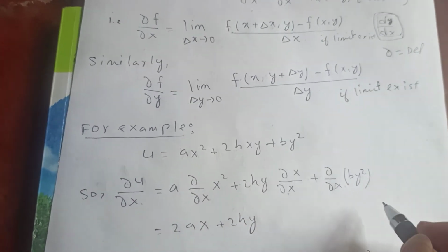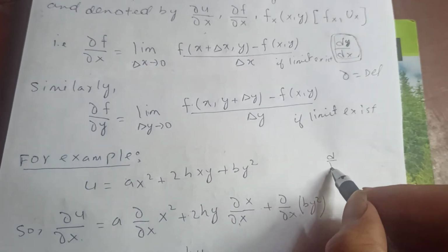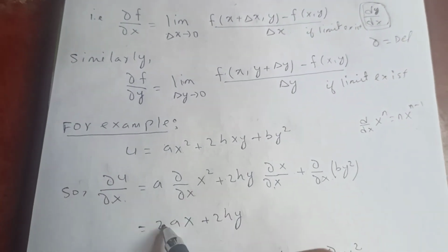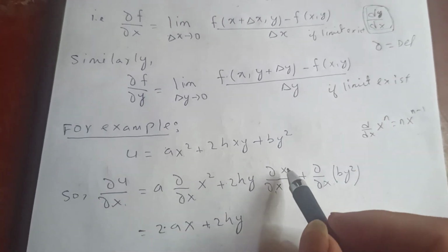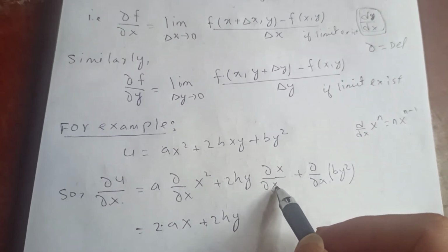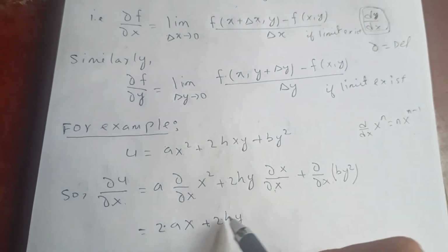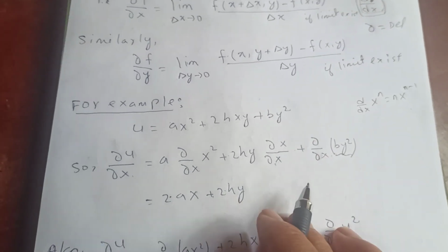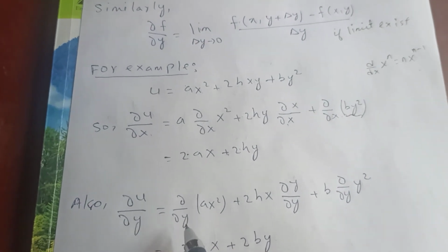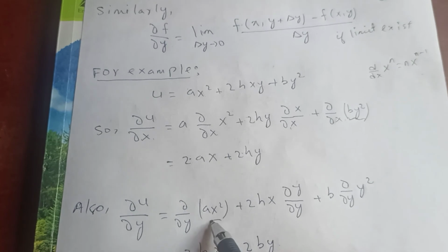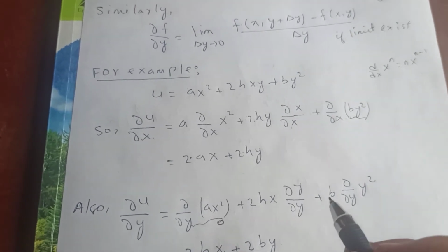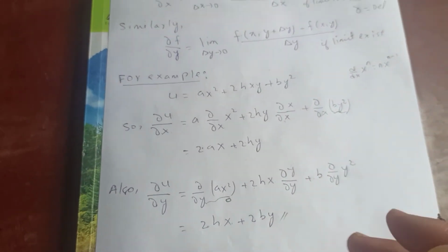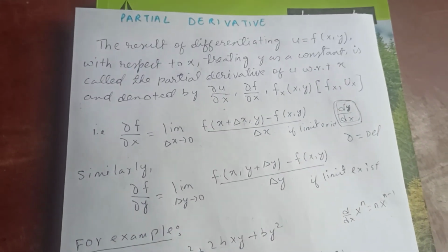This is the same as our ordinary differentiation. So d by dx of x to the n is n x to the n minus 1. So this will be 2ax, plus the partial derivative of x with respect to x is just 1, so 2hy, and this is the derivative of a constant, which is just 0. Therefore you get this. Now with respect to y, similarly you get 2hx, since differentiation of a constant is 0, and 2hx plus 2by. So this is how we differentiate these types of partial derivatives.